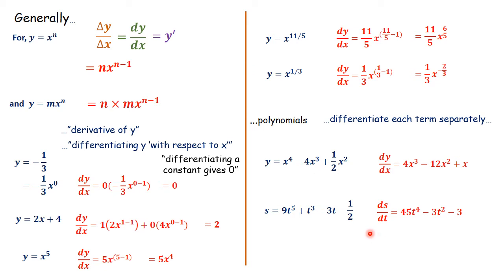Differentiate every term separately. We're going to have 5 times 9t raised to power 4, which is 45t raised to power 4. This other one will be 3t squared. Hey, this is supposed to be positive. That was a mistake there. And then the other one will be minus 3. And I think that's that.